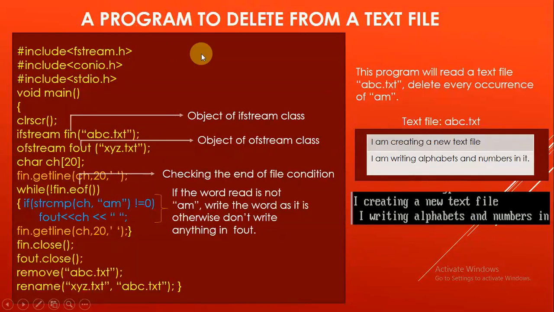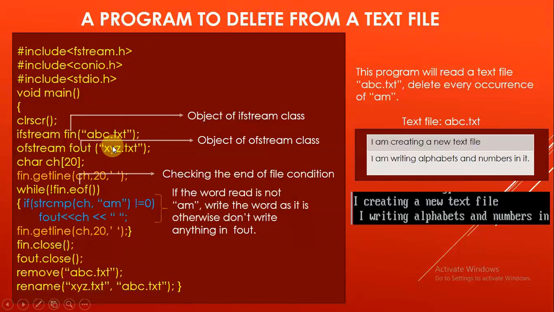Now to delete, again I am using the same logic. I am creating two files here. One file in the input mode from which I am reading. This is the text file from which I am reading. I will create one more file on which I will write all the words except the word which I want to delete. And then I will again use remove and rename, and I will make the required changes.